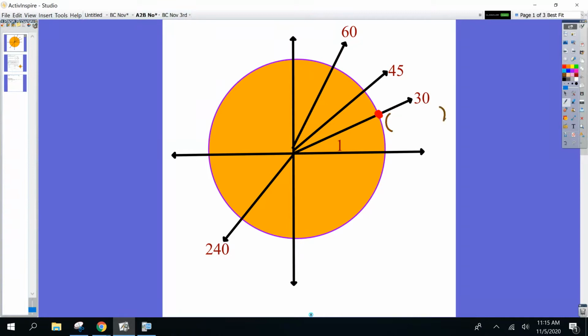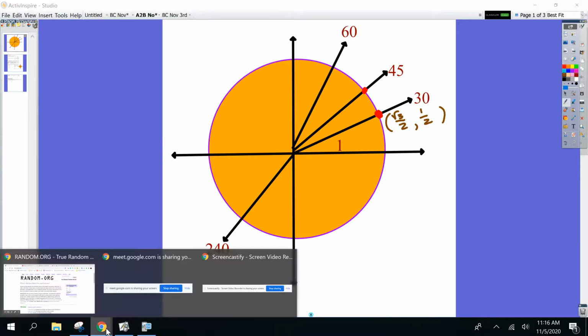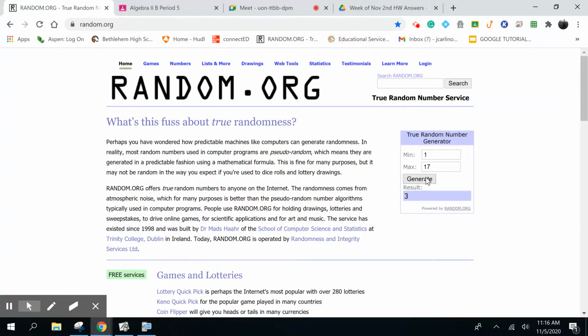What, comma, what? What do you got? Square root of 3 over 2 and 1/2. Thank you. I didn't have to go nuts there, Bassett. Radical 3 over 2, comma, 1/2. What is it at 45 degrees? From yesterday's notes, 45 degrees on the unit circle. What is that point? Here we go.